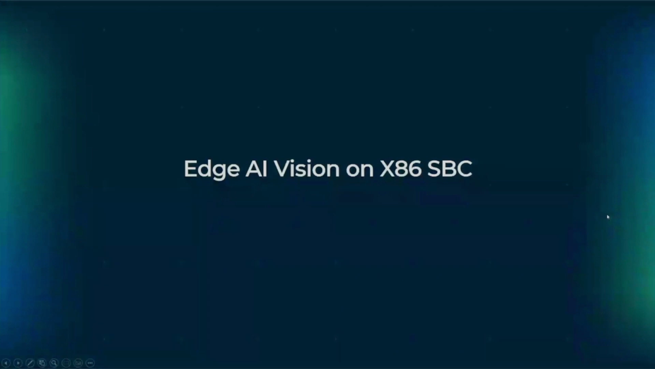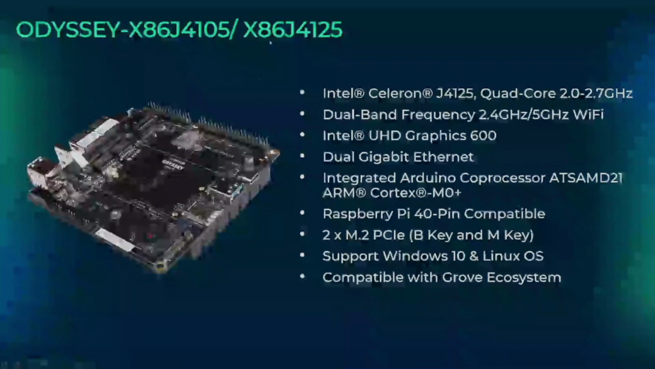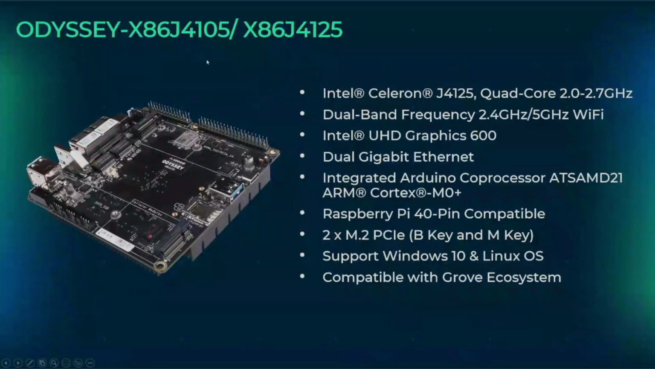So now we talked about MCU, microcontroller units. That's all about microcontroller units. Now let's move on to single board computers, the edge AI vision on single board computers. That's the x86 platform. This is another product by us, the Odyssey x86 J4105 or the J4125. We have two versions with the same hardware architecture; the only difference is the Intel chip.